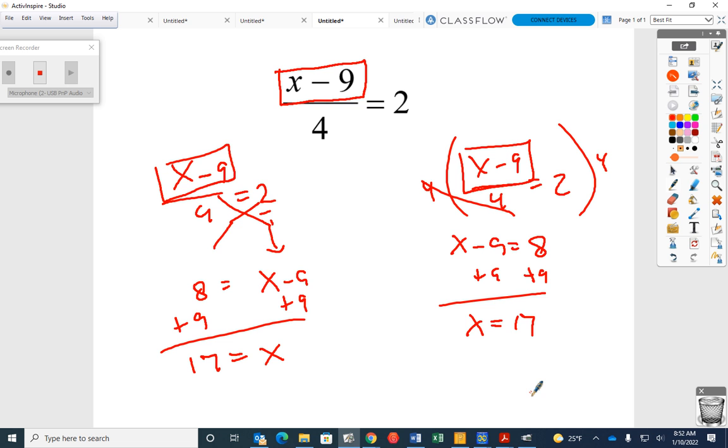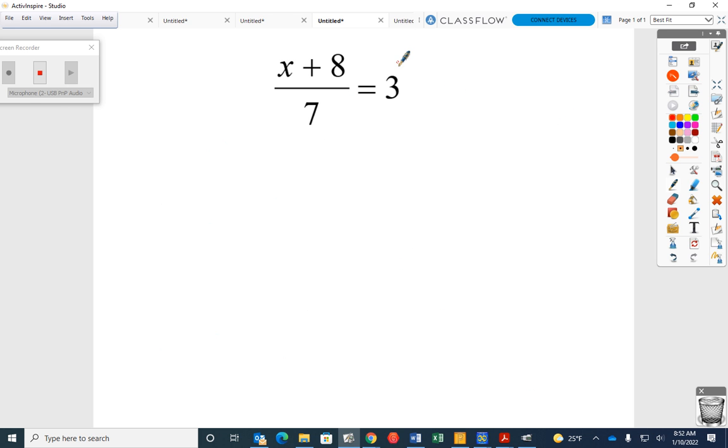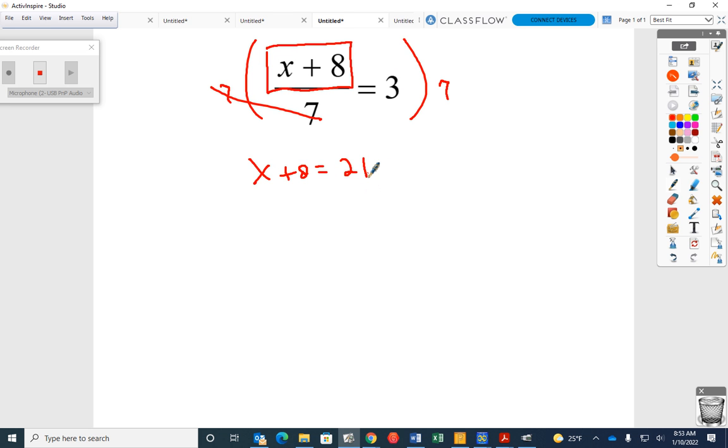Let's try another one. Look at this one. What's going to be in my box here? What's going in the box? What's happening to a variable? Brooklyn. This is in my box. I'm just going to do this method. So I'm multiplying everything times 7. Those cancel, so I have x plus 8 equals, what's 7 times 3? 21.